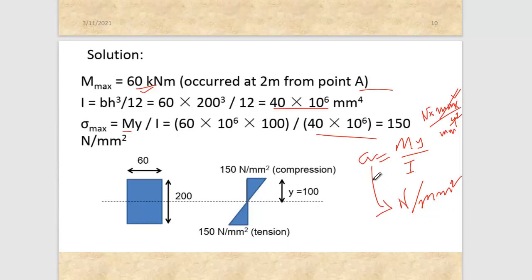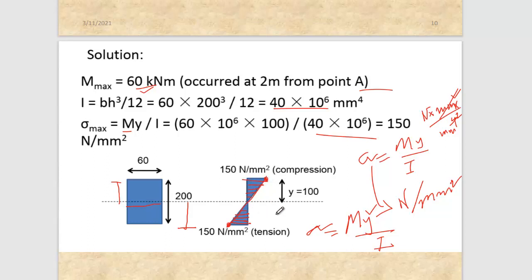All right, sir. Okay. So you find this is 150 here. Either you consider the compression zone or the tension zone, you'll get the same amount of stress. If you consider the 150 newton per millimeter square in compression, this value is here. If you consider the tension, this value is here. Right? Now the question is why this line is a straight or linear line? It is linear because if you consider the increment of y, the equation is first degree, My by I. If you increase y, the stress increases, so it looks like that. Each point, if you connect, looks like this. Similarly here.